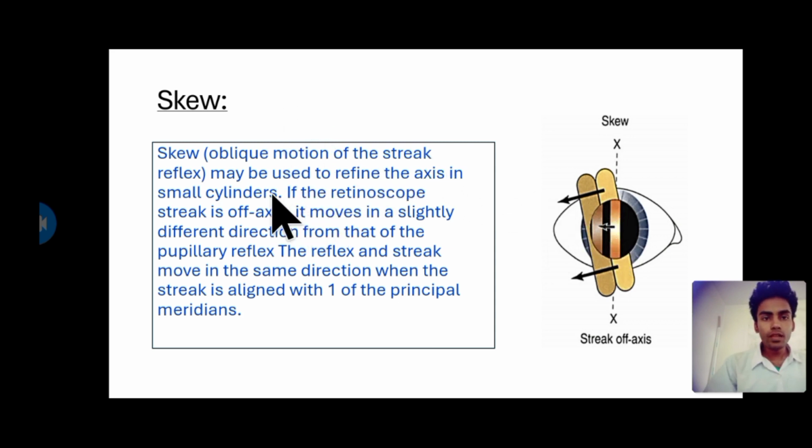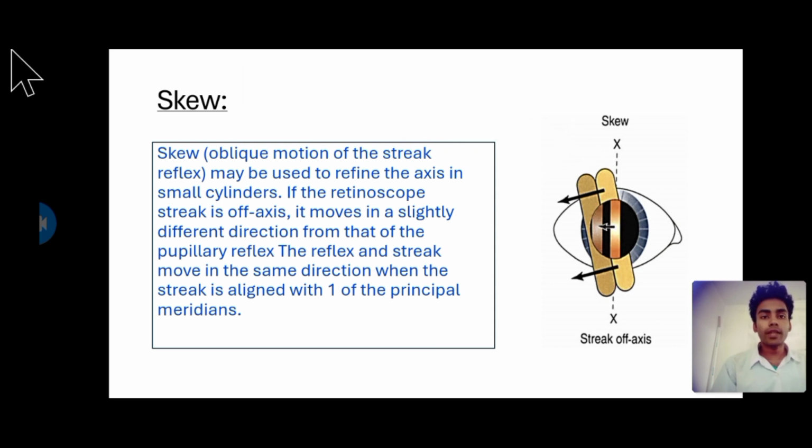It may be used to refine the axis in small cylinders. If the retinoscope streak is off axis, it moves in a slightly different direction from that of the pupillary reflex. The reflex and streak move in the same direction when the streak is aligned with one of the principal meridians. So when, by rotating or aligning, the retinoscopic reflex and the retinal reflex are both moving in the same direction, only then can we be assured that we have found the correct axis of this astigmatic error. So it is a way of finding the correct axis of astigmatism.